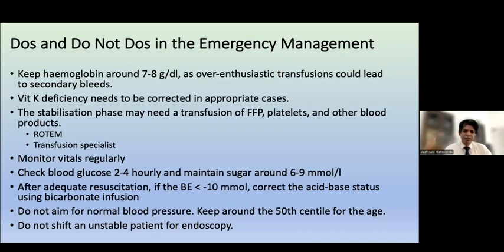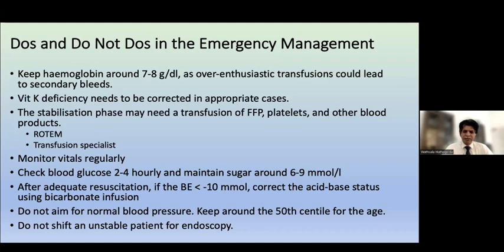Advice needs to be sought early if you are trying to give more than 2 blood transfusions, or if you think of all the other implications that happen. If you see a huge, large bleed, there is a protocol called the massive transfusion protocol. You have to activate that immediately by calling the transfusion specialists. Monitor vitals regularly and correct blood glucose. If there is a necessity, keep it somewhere around 6 to 9 millimoles per liter.